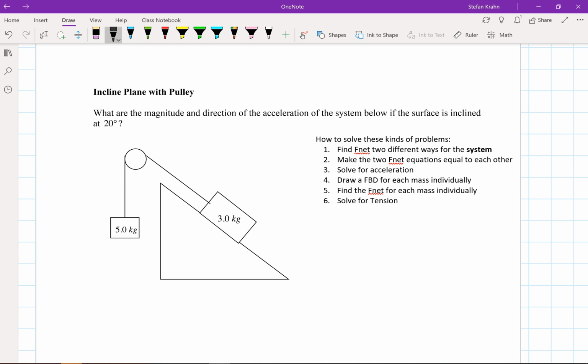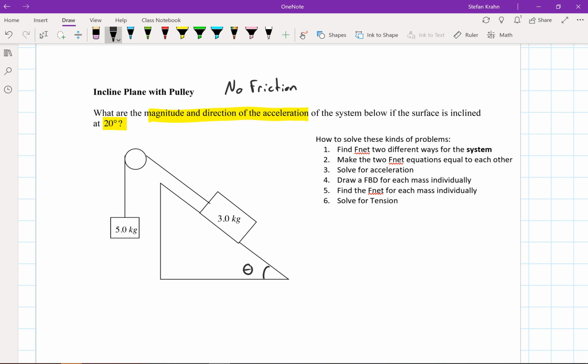So for these questions, you're going to have some angle here. In this one, it is 20 degrees. So we want to know the magnitude and direction of the acceleration of the system if it's inclined. For this one, we're going to assume there's no friction, but we will talk about where friction would go if there was some. So we're going to follow our little list here again.